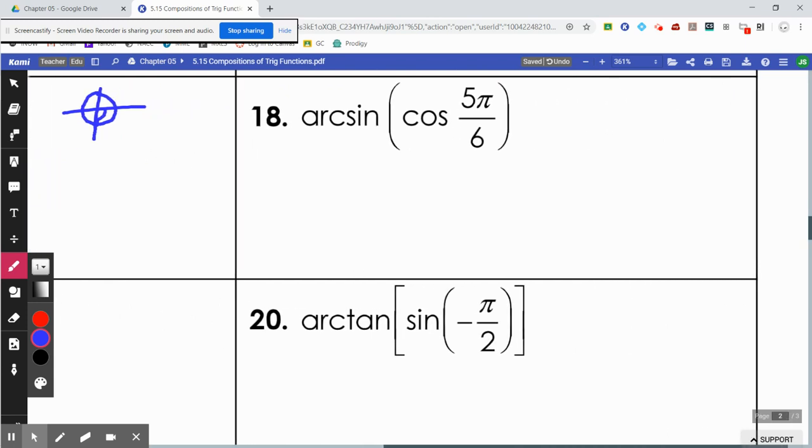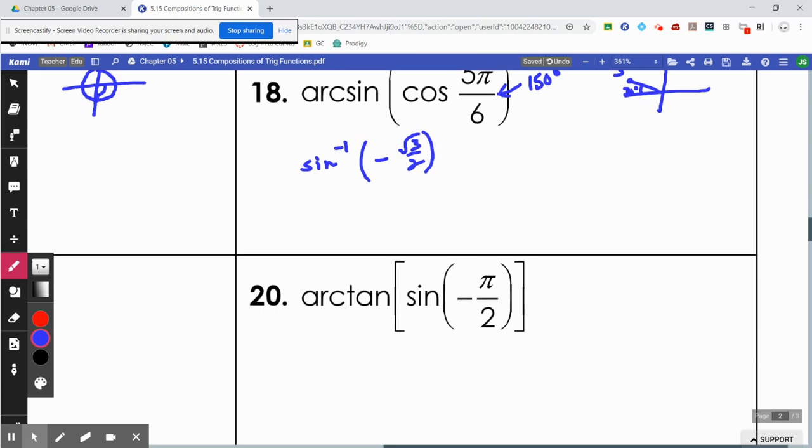Number 18, the arc sine of the cosine of 5 pi over 6. 5 pi over 6 is 150 degrees. 150 degrees is a second quadrant angle. So all students take calculus. Cosine will be negative. Use your reference angle then, which is 30 degrees. The cosine of 30 is root 3 over 2.